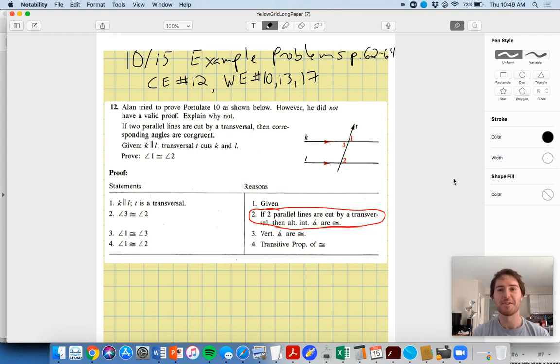All right. Hey guys, to this wonderful, wonderful Thursday morning. Absolutely gorgeous outside. So, what better day than to do some geometry work?